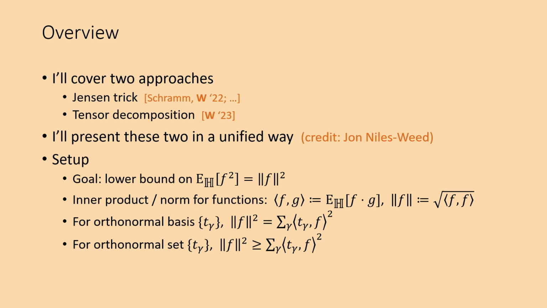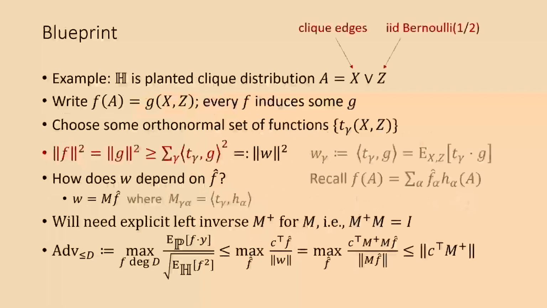So if I have some orthonormal basis of functions, this norm can be expanded in terms of its projections onto all of these basis elements. And even if I have an orthonormal set, so maybe it doesn't span everything, but these functions are orthonormal, I can still use this to get a one-sided bound on the norm. Okay? So yes, this last inequality is going to be the key that we're going to actually use to bound this thing in the end.